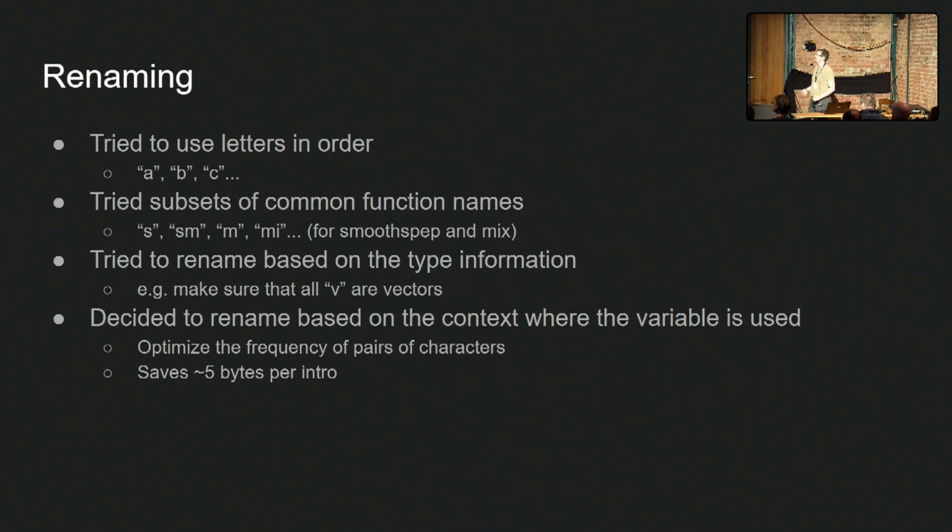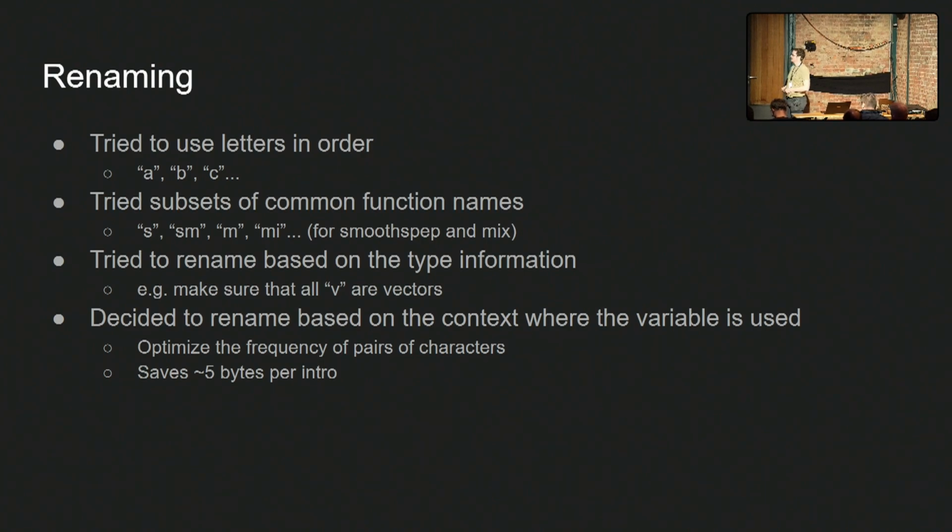And for choosing the variable names, we tried lots of different things, so just A, B, C, D in order, and so on. Someone suggested that maybe we could try subsets of the common function names. If you have lots of smoothsteps, maybe you could have variable S and SM and maybe SMO, and lots of other things. We also tried to do renaming based on the type information, like each time the variable v appears, it should be a vector, and so on. But at the end, all this was not working well.